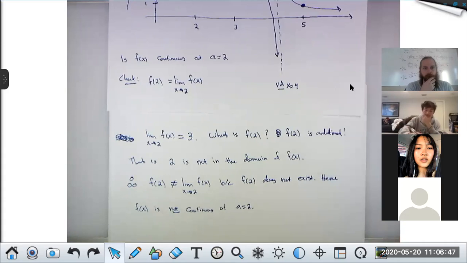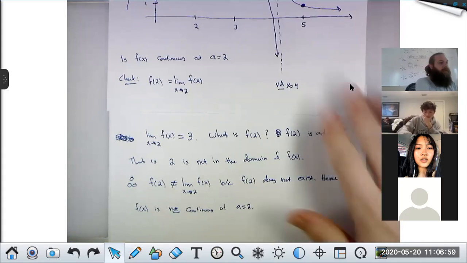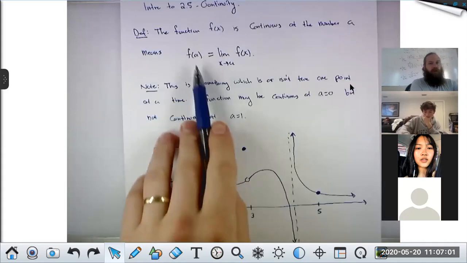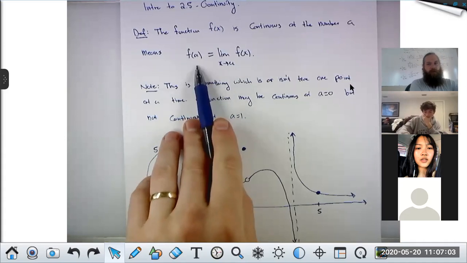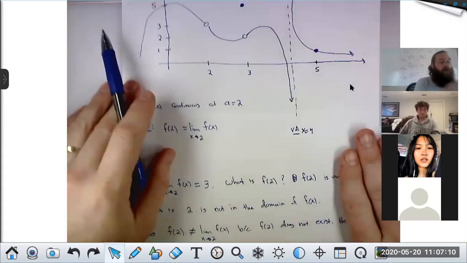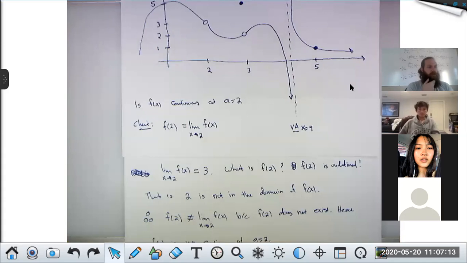All right. So there's a take-home lesson here: in order for a function to even have a chance of being continuous at a point, it has to be defined there. In order for this definition to be satisfied, f of a has to exist. A has to be in the domain of f. There's no way to be continuous at a value that is not in your domain. Since 2 is not in the domain for this function, being continuous at 2 isn't even a question. I mean, it is a question. The answer is no. It's obviously no.